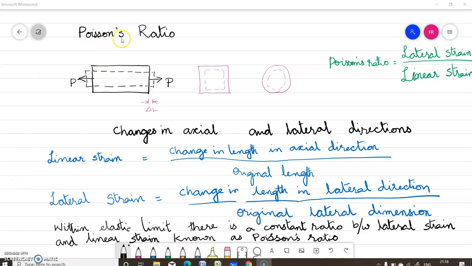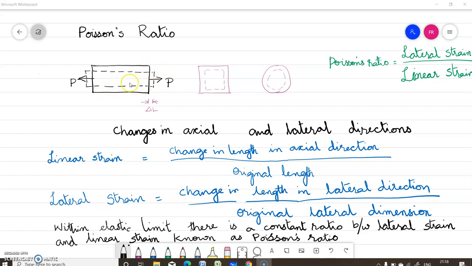Okay, now we'll see about Poisson's ratio. When a material undergoes a change in length due to the action of some load, it undergoes changes of opposite nature in the lateral direction. So we are applying a load P in the axial direction. There will be an increase in length in the axial direction, or the linear direction, and there will be a decrease in length in the perpendicular direction, that is, in the lateral direction.